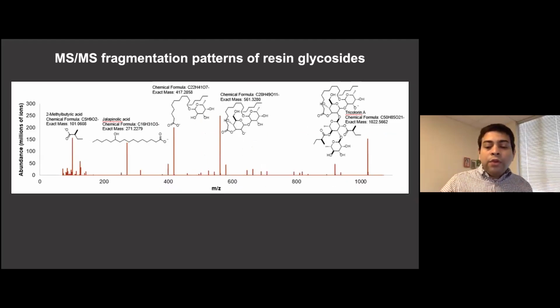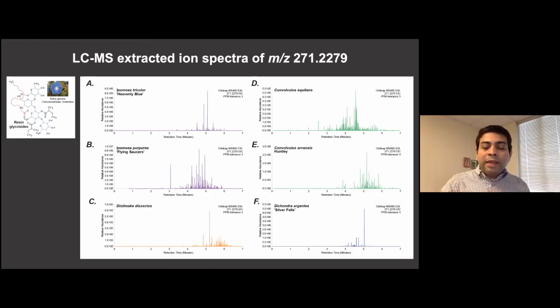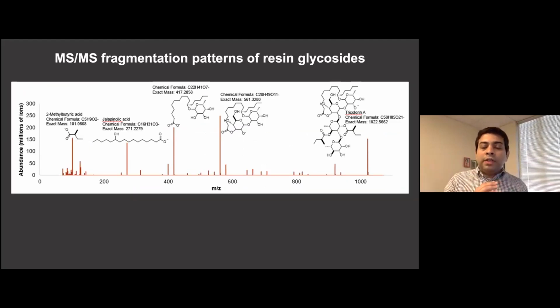So if you go deeper into each of these peaks, you can get the fragmentation patterns of these peaks. In this case, we knew the structure of this compound, tricolorin A, which has a mass of 1022.5662. And then when you look at the fragmentation patterns of this compound, you see these particular peaks. Based on the knowledge of these structures, you can associate back to what the original structure, what these fragments would be.